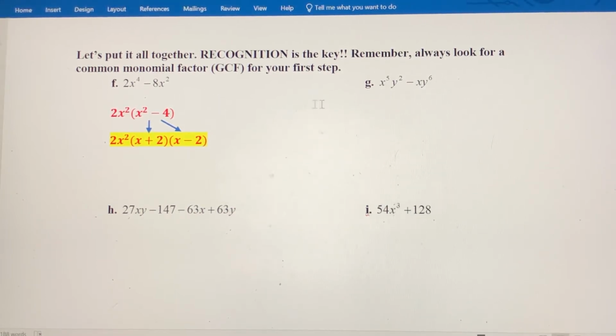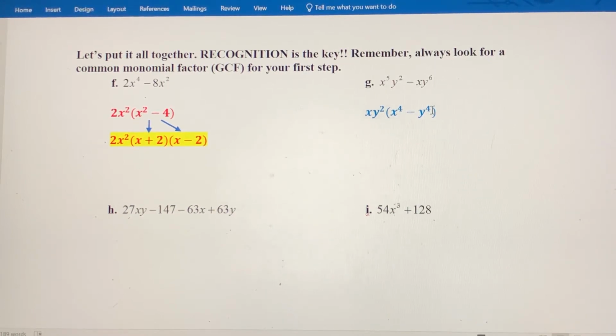Okay, pause the video, try this one. Notice there's going to be a GCF here, and then you're going to factor what's left over. Okay, so pause the video, come back, check your work. All right, so the GCF is going to be x. They both have one x in common. Here, y squared and y to the 6, y squared is the factor in common. So what that's going to leave us with is x to the 4th minus y to the 4th.